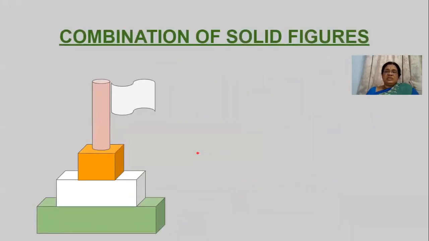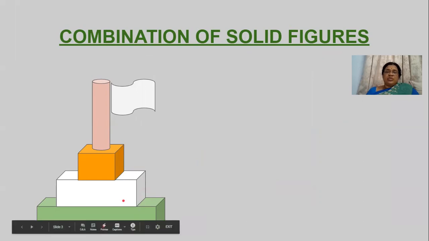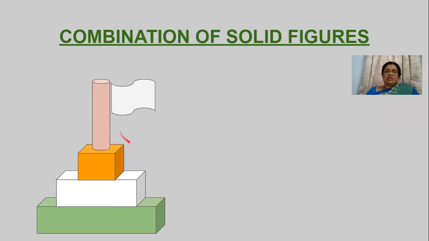See, this is a flag you observe in your school premises when we hoist the flag every August 15th and 26th January, and this is the flagpole. For the quantity of paint required to paint this flagpole, and the quantity of steel or iron required to construct it, for all those questions we have to know about the surface areas of individual solid figures.